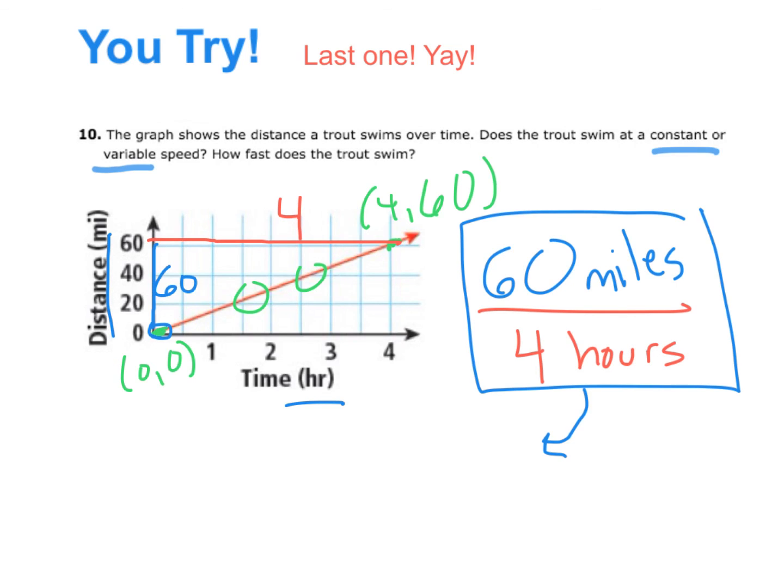4 goes into 60 15 times, or 15 miles. And 4 goes into 4 just once, 1 hour. So you can see our slope is really just finding a unit rate. Our denominator is 1. So our trout swims 15 miles an hour. That's a fast fish.